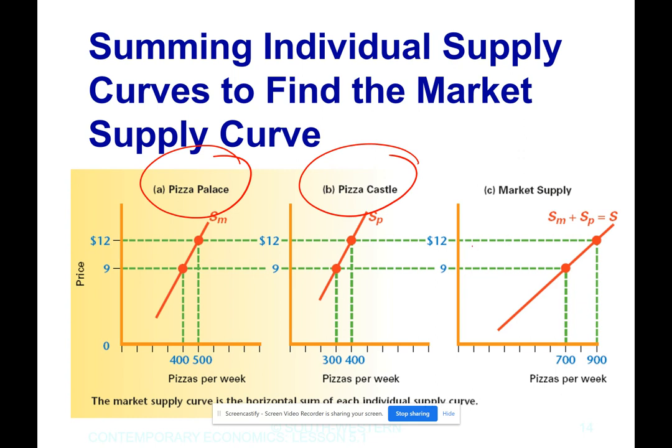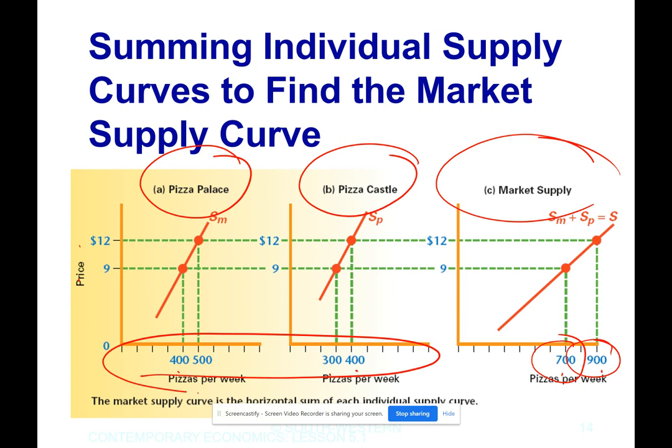Same thing over here. Now, to find the market supply of pizza throughout the entire pizza market, we just add those, right? So we add 400 to 300, we get 700, add 500 to 400, and we get 900. So the entire pizza market, this is what we're looking at. These are the prices and the pizzas per week that we are looking at. The market supply curve is the horizontal sum of each supply curve, right? So we're looking here, horizontal supply.